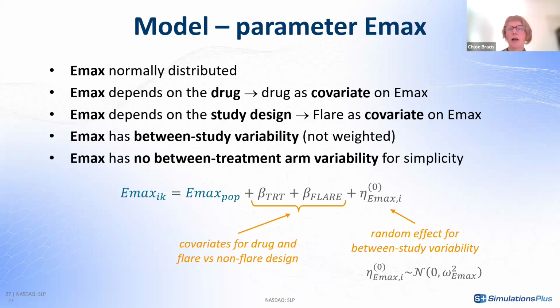Next, we can look at the parameter Emax. We're again going to just treat this as normally distributed. For Emax, this could depend on the drug, so we expect to see different treatment effects for naproxen and placebo, as well as the study design, right? We might have a difference in how much of a treatment effect we see, depending on if it was a flare or a non-flare design. So we're going to include both of those as covariates, and then we'll also include between study variability as our random effect, and for simplicity, not the between treatment arm variability.